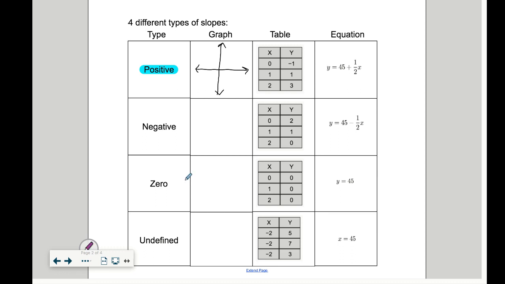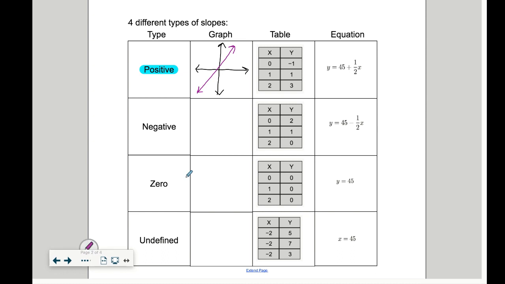How you know if a line is positive from a graph is it's going to rise from left to right. So it's going to do something like this. That's a positive slope because it has a positive rise and a positive run.